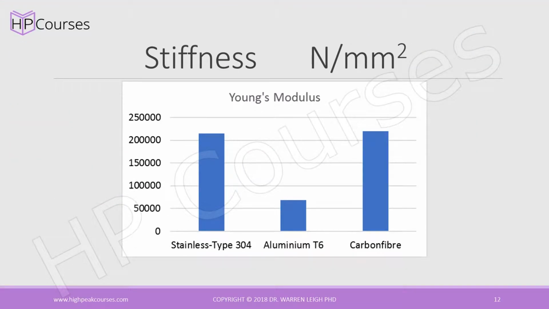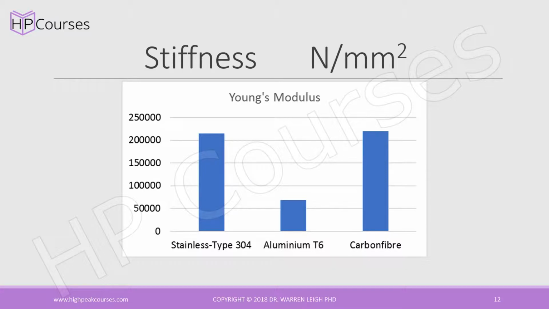Slide 12. Steel has a typical Young's modulus of 208,000 newtons per millimetre squared. Aluminium, 69,000 newtons per millimetre squared. And the carbon fibre as a fibre is over 200,000 newtons per millimetre squared. Composite stiffness can be tailored in a specific direction, whereas steel isotropic materials cannot be.